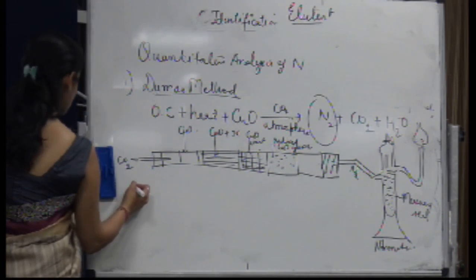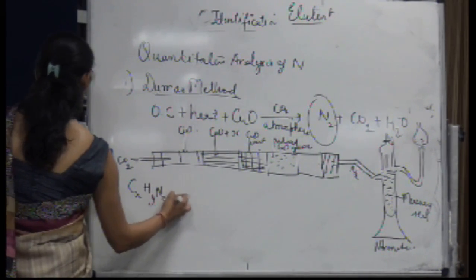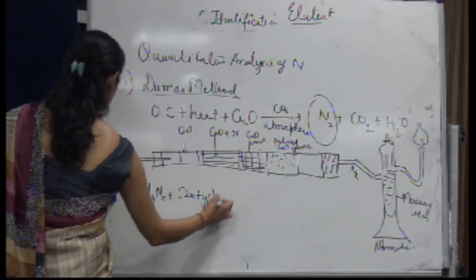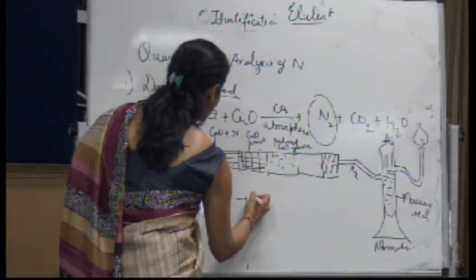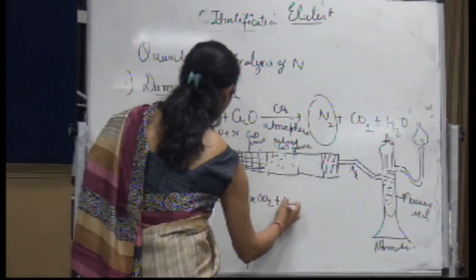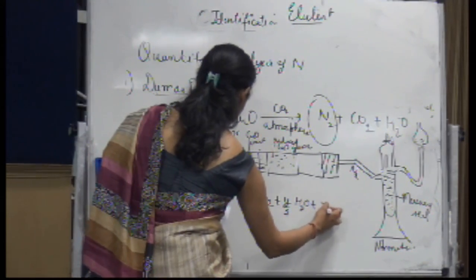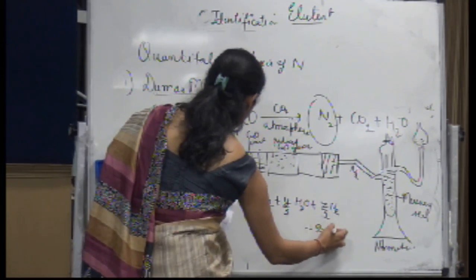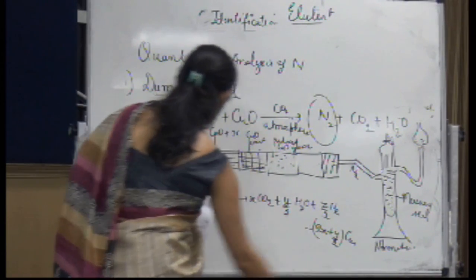So what is the general reaction? CxHyNz plus (2x plus y by 2) CuO gives x CO2 plus y by 2 H2O plus z by 2 N2 plus (2x plus y by 2) Cu.